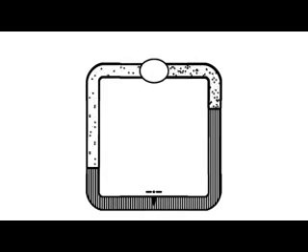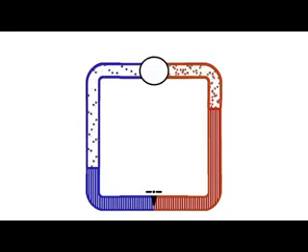Remember the power of the heat of vaporization? Boiling requires heat. It makes things cold. And condensation gives heat. It makes things warm. So by boiling on one side and condensing on the other, we are creating a cold side and a warm side of our pipe.